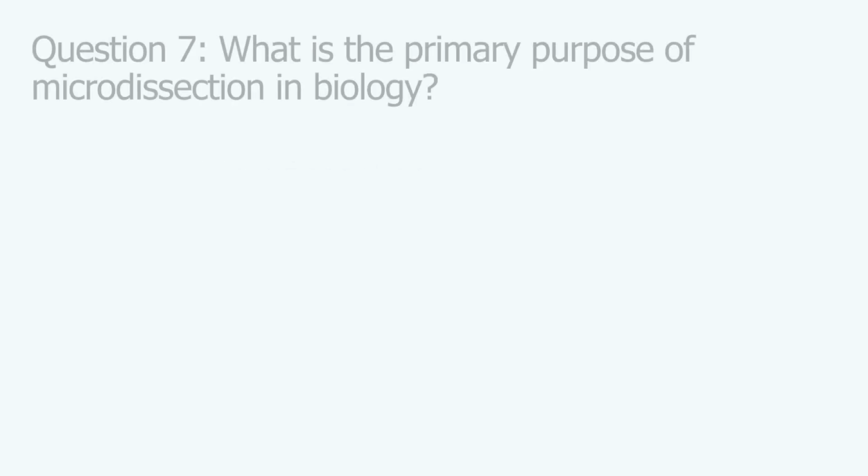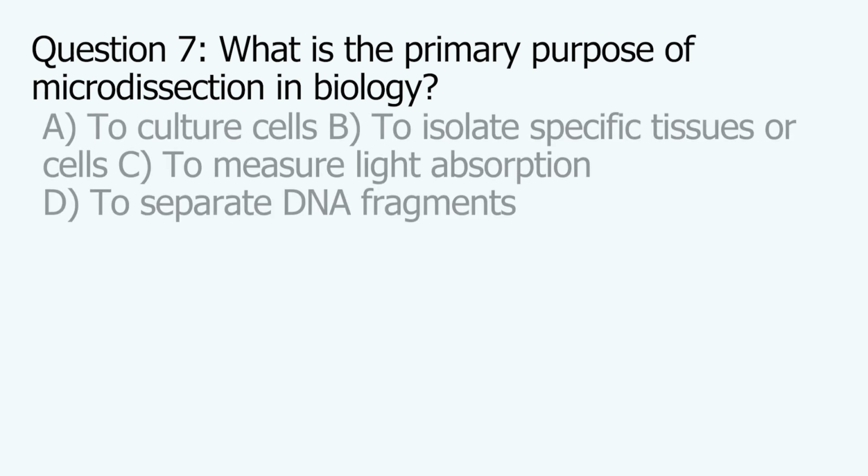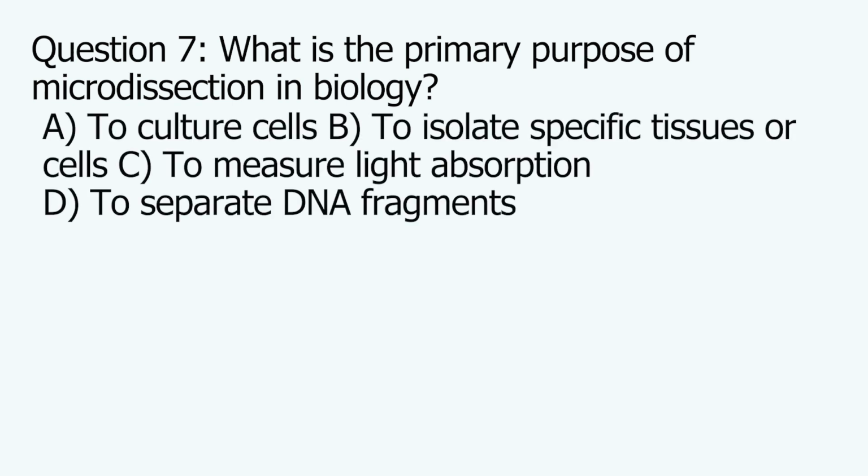Microdissection. Question 7. What is the primary purpose of microdissection in biology? A. To culture cells. B. To isolate specific tissues or cells. C. To measure light absorption. D. To separate DNA fragments. Answer.